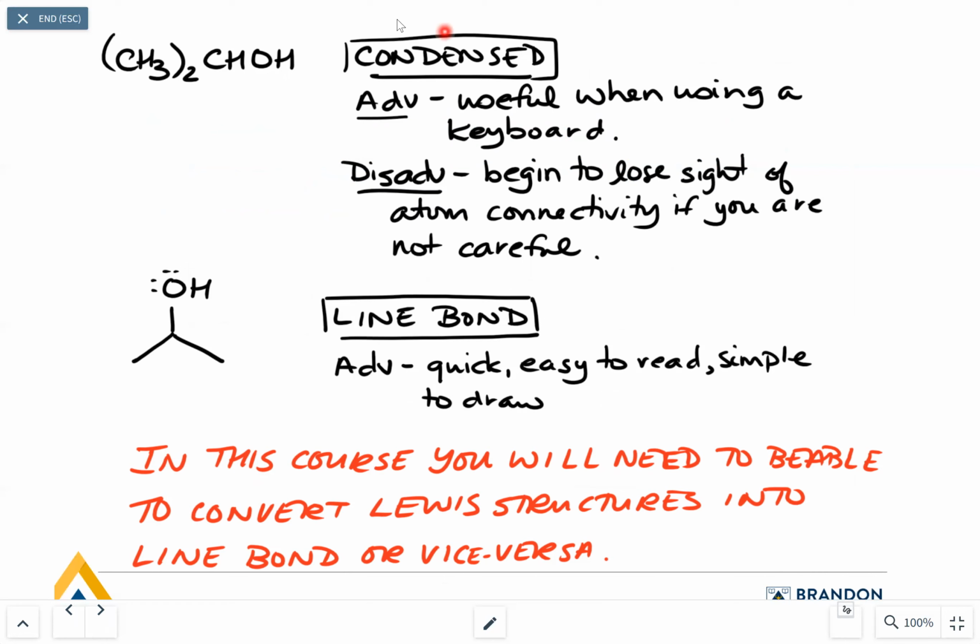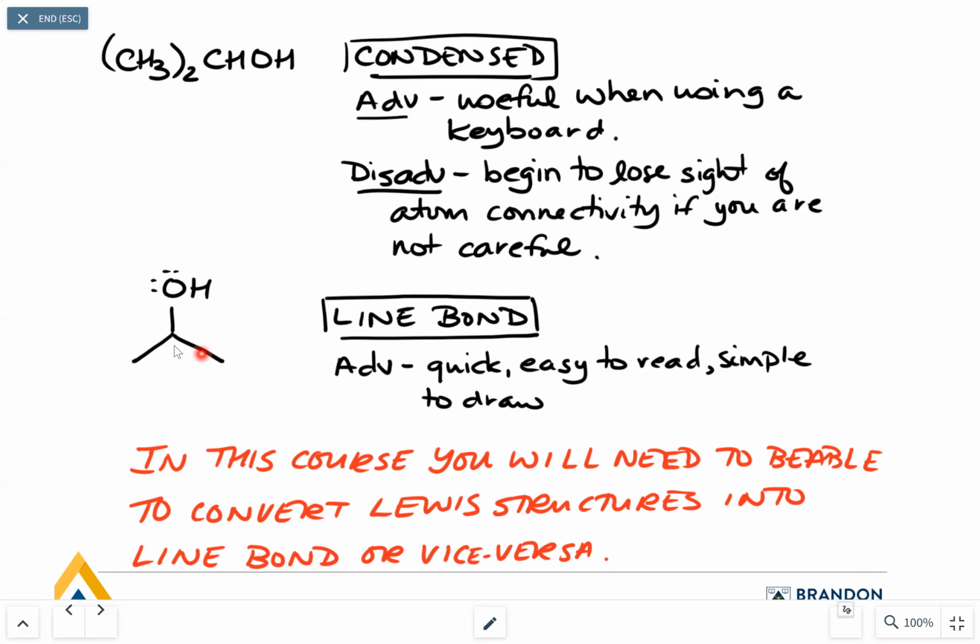Then we had condensed structures, which were in some ways quite problematic. The advantage of a condensed structure is that you don't need any special drawing program to draw it. You can use a keyboard, but the connectivity definitely becomes an issue unless you think about this really carefully. So two CH3s are connected to this carbon, which is connected to an H. And this carbon is bonded to this oxygen, not this hydrogen. So the big disadvantage is you lose sight of the connectivity. But the advantage is you can just type it in.